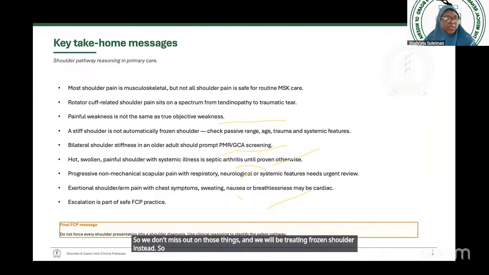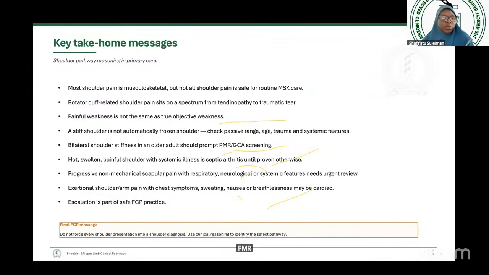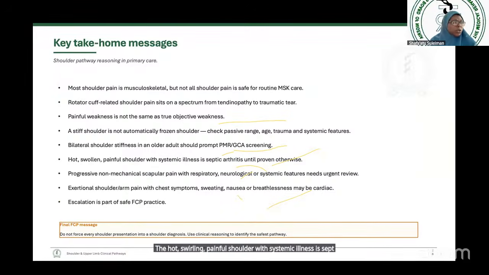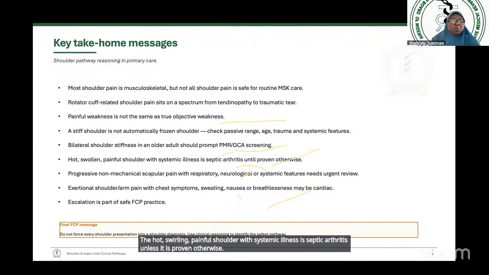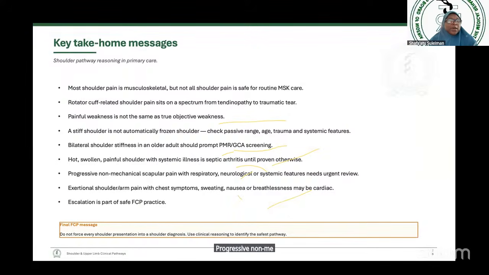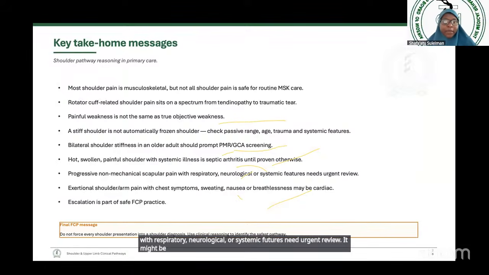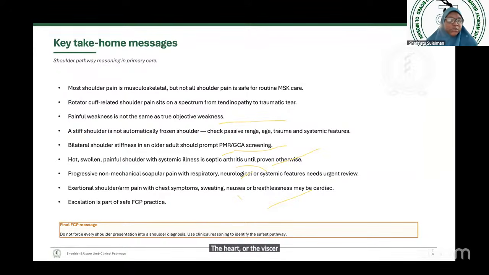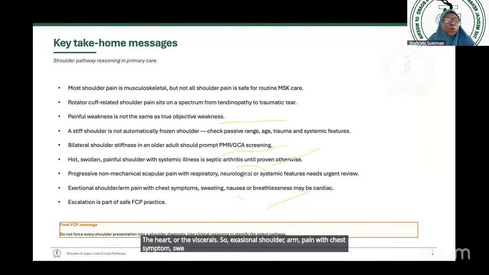So bilateral shoulder stiffness in an adult should prompt PMR and giant cell screening. The hot, swollen, painful shoulder with systemic illness is septic arthritis unless it is proven otherwise. Progressive non-mechanical scapular pain with respiratory, neurological, or systemic features needs urgent review. It might be referred pain, either from the lungs, the heart, or other viscera. So exertional shoulder arm pain with chest symptoms, sweating, nausea, or breathlessness may be cardiac.